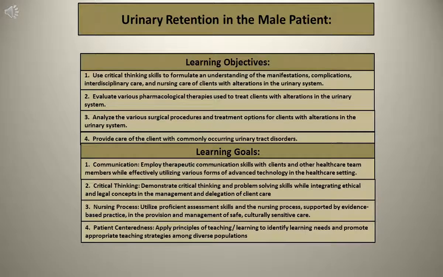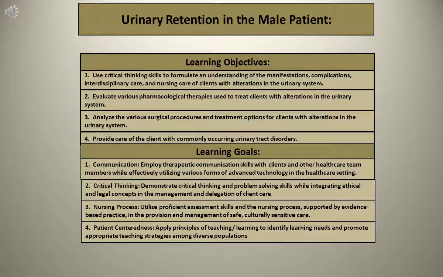There are several objectives and goals for this lesson. Your objectives include using critical thinking skills to formulate an understanding of the manifestations, complications, interdisciplinary care, and nursing care of clients with alterations in the urinary system; to evaluate various pharmacological therapies used to treat clients with alterations in the urinary system; to analyze the various surgical procedures and treatment options for clients with alterations in the urinary system; and to provide care of the client with commonly occurring urinary tract disorders.